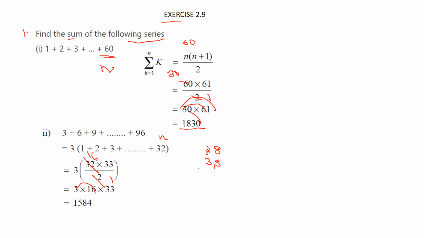So 3 8s are 24. 2 remain. So 3 4s are 12. 12 plus 2, 14. Again that 3 only. So you can write that number. So 144. So answer, 4, 8, 5, 1. 1584 is the answer. These 3 plus 6 plus 9 plus etc. up to 96, that number for sum of series is 1584.